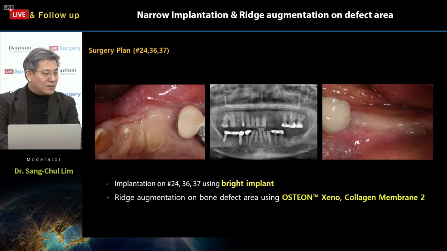The surgery plan is as follows. Implantation on numbers 24, 26, 36, and 37. All implant fixtures use the Bright implant system, a brand new implant system from Dentium. As you know, the Bright implant system has two different lines: first, bone level, the other, tissue level. Both of these implant fixtures are available for a narrow ridge and compromised situations. Ridge augmentation on the bone defect, about number 23 area, with Osteon xenograft and collagen membrane as the barrier membrane.